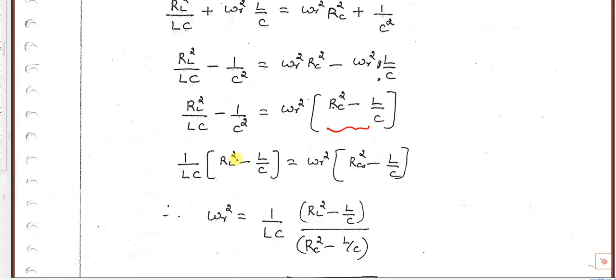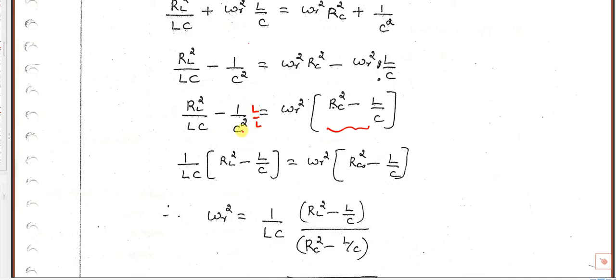So what do you have to take common? RC squared is there, so you have to take 1 by LC common. If you take 1 by LC common, you are left with RL squared, and C is already there. So only one C you have to write here. And in the numerator, actually there is no L here, so you can write L here. One extra step if you want, you can write one L here, and here also L.